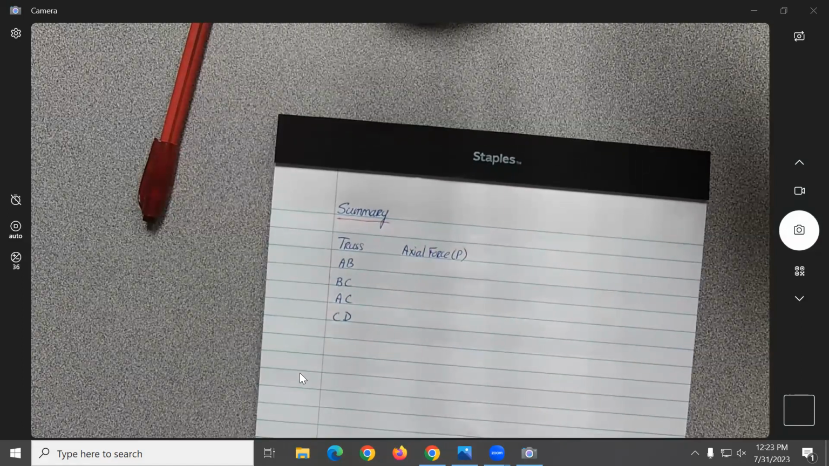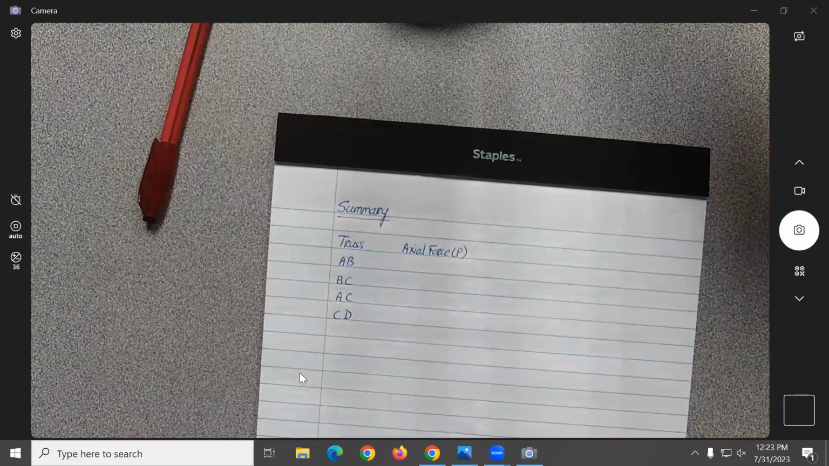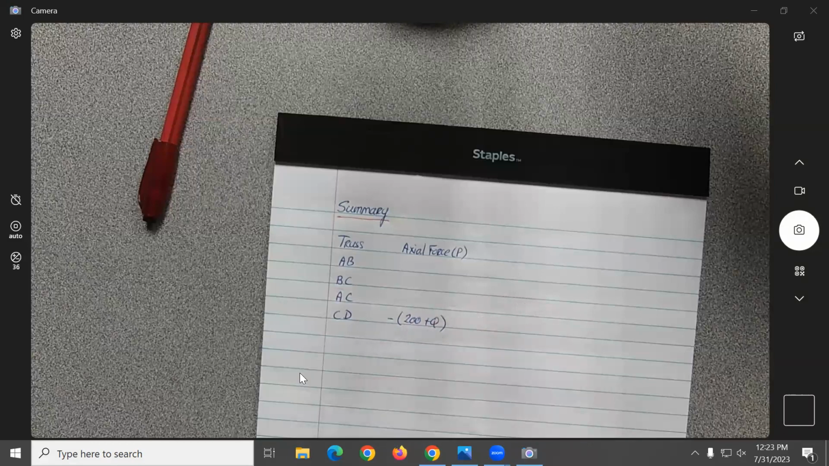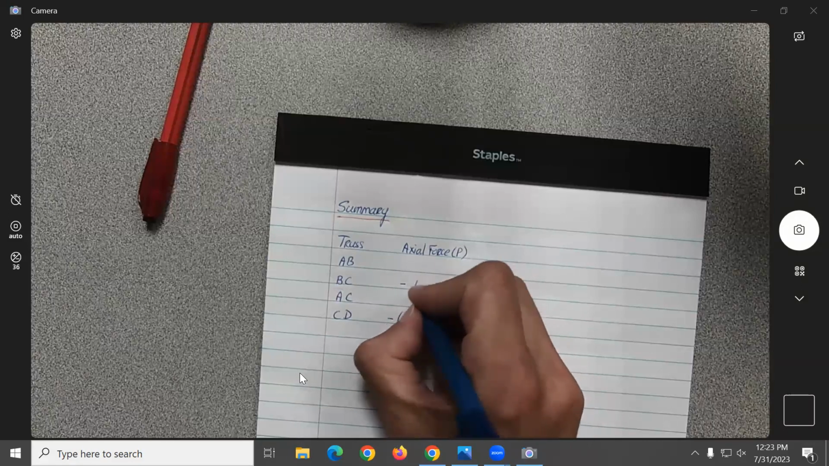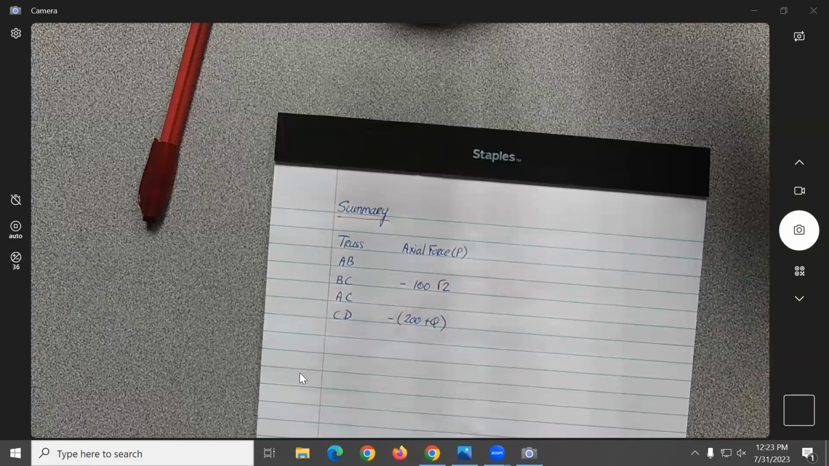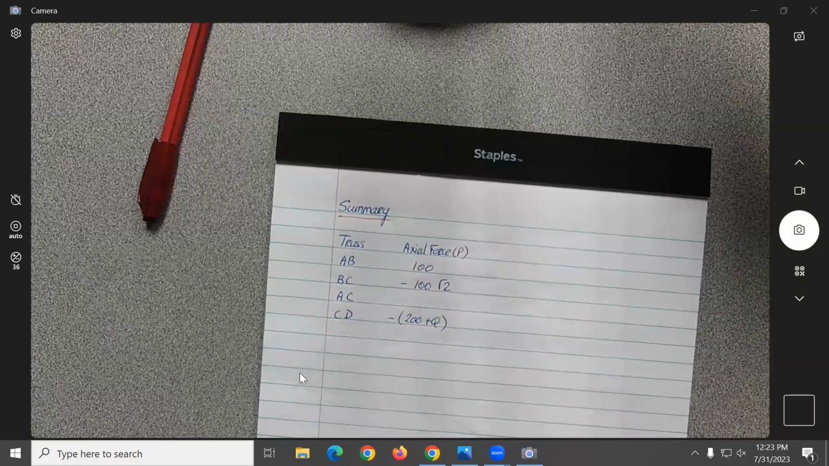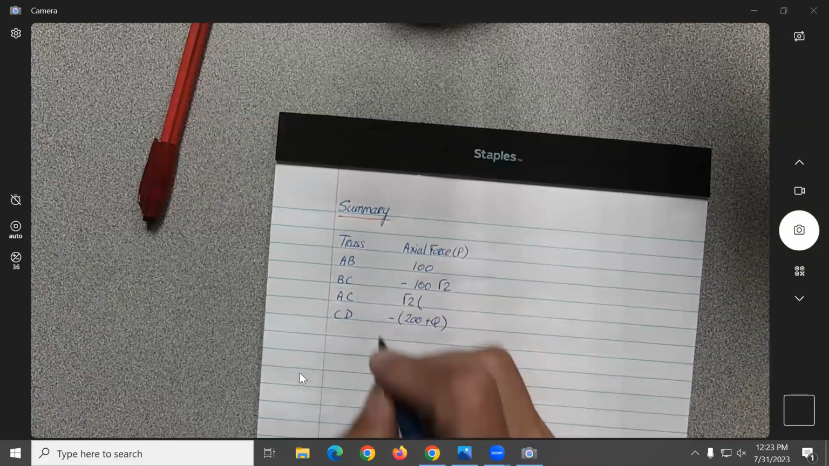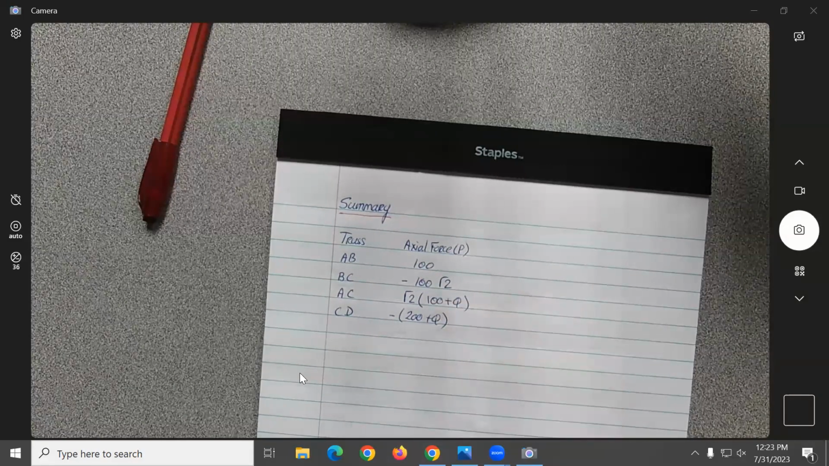We have here PCD, so let's start maybe by that one. PCD I have minus 200 plus Q. PBC, we have what? Minus 100 square root of 2. I'll go backwards on my notes. PAB, 100, and PAC, square root of 2 times 100 plus Q.